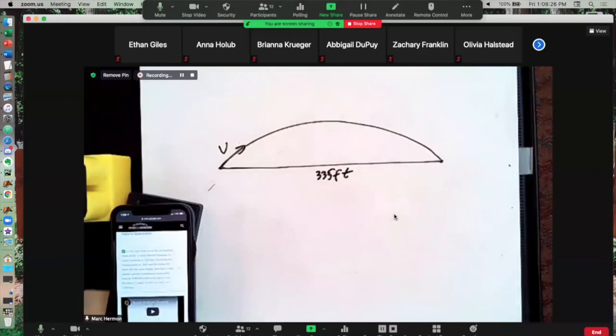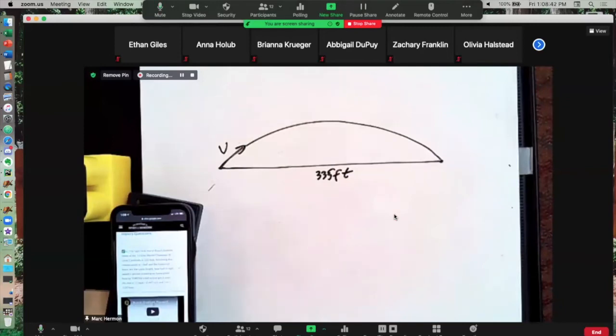Well, basically I'm trying to throw it as far as I possibly can, right? At whatever velocity I have. So what angle should I be throwing it at? 45 degrees. Yeah, if you're going to try to throw something as far as you can and try to get over a fence, you're going to throw it at 45 degrees, right? Yeah, that's what you're going to try to do.